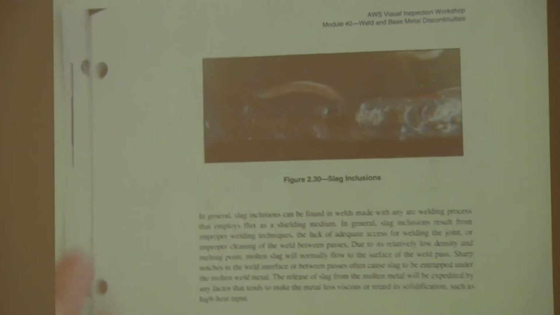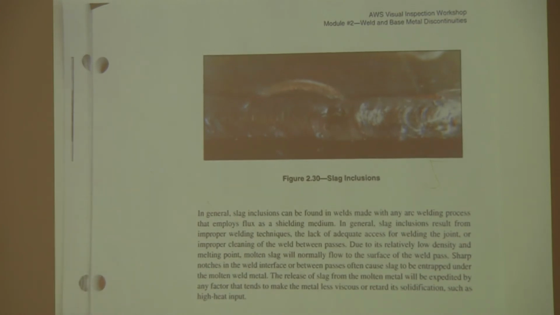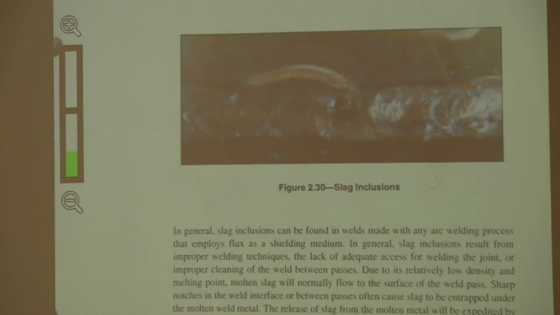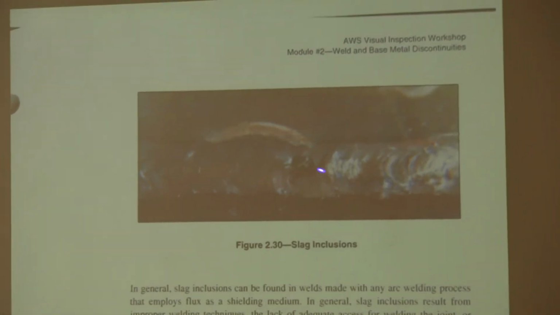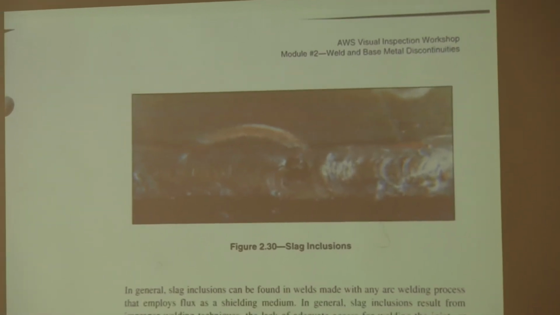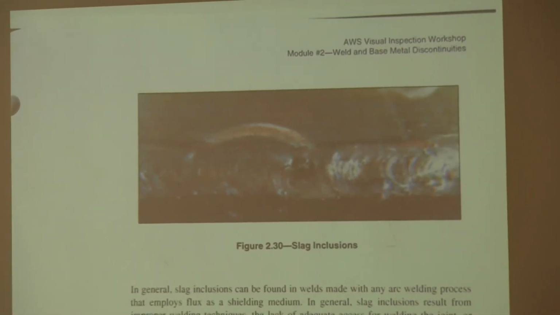You can also have slag inclusions. If you can see that there, it's basically something that's non-metallic. It's a piece of slag, or it could be a piece of tungsten, which is metallic, but it's not supposed to be there. It's anything that gets included in the metal that's not supposed to be.